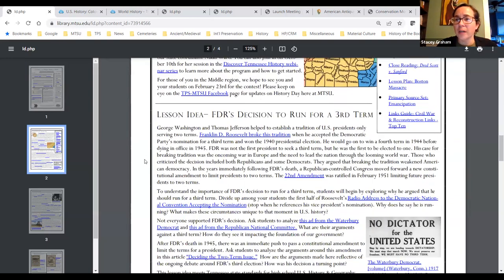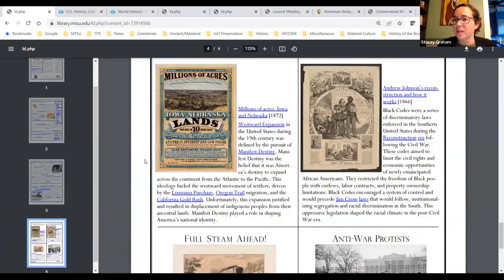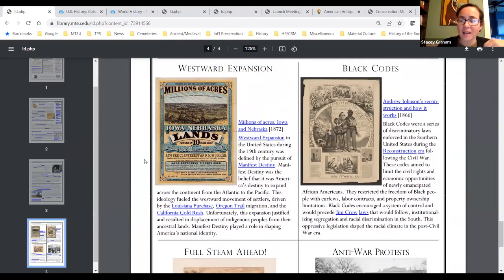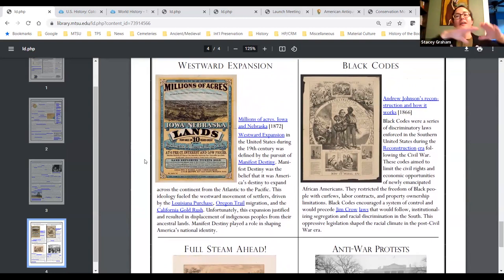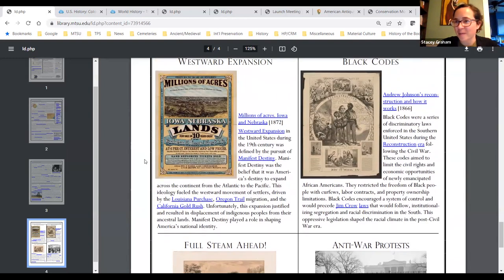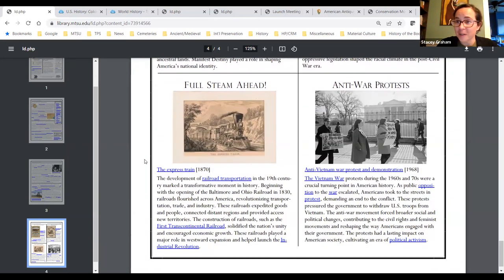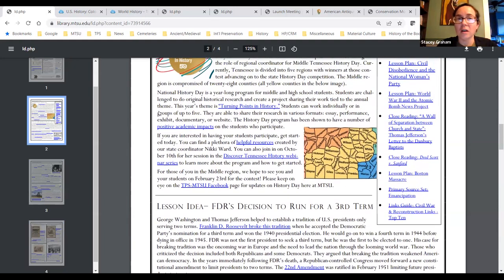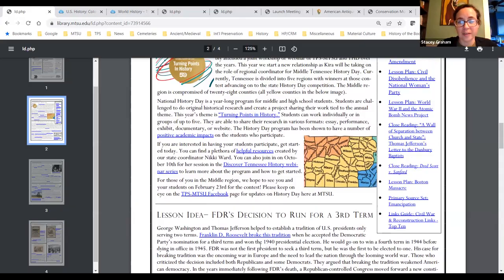Okay, so we're going to be going through some lesson plans, just basically in the order that they come. But also don't forget that we have additional turning points that we put on page 4 having to do with westward expansion. That's a bit more of a change over time turning point, but maybe your students can make an argument for that because we thought it definitely changed the course of the United States. Black codes, the development of railroads, and the Vietnam War protests for something that came more recently. So what I'm going to do is turn it back to Kira so she can talk about FDR and his decision to run for a third presidential term.